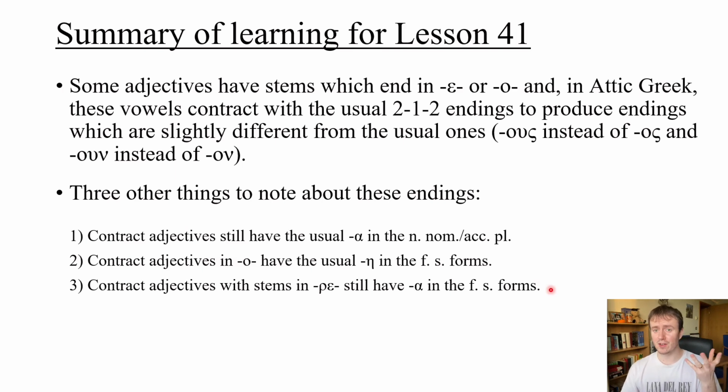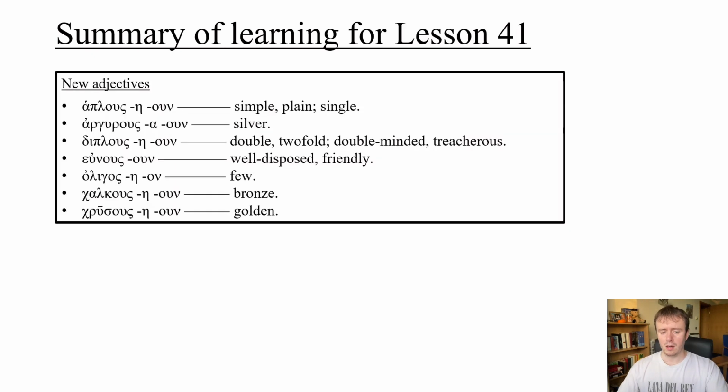So these are 3 places we don't have different endings where we would expect to. Like I said, there's only 3 places where contract adjectives differ from usual 2-1-2 adjectives, namely, firstly, having us instead of os, secondly, having un instead of on, and thirdly, having no unique masculine vocative singular form. Here are the new adjectives which we have met today. All of them, apart from oligos, are contract adjectives. And one of those contract adjectives, eunus, is two termination.